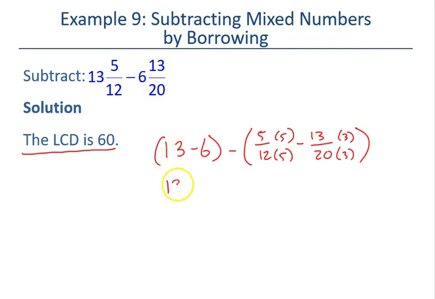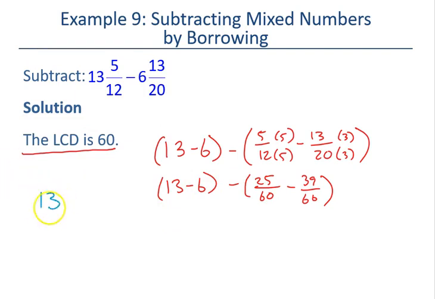I've got 13 minus 6 minus, well, 5 times 5, that's going to give me 25, and then I'm going to have the 60 on the bottom, minus 13 times 3, which is going to give me 39, all over 60. Rewriting from here, if we wrote our original equation vertically, I would end up having 13 and 25 over 60 minus 6 and now I have 39 over 60.